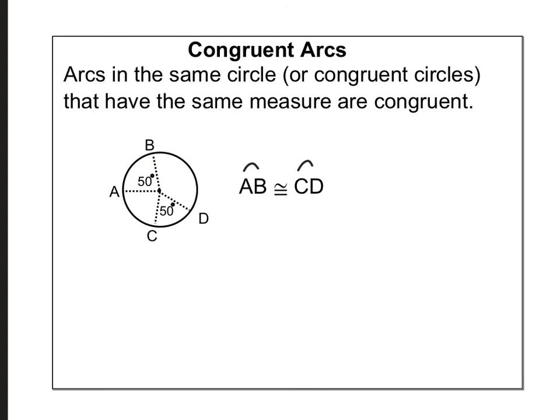Another theorem here is about congruent arcs. Arcs in the same circle or congruent circles that have the same measure are congruent. So for example, in this picture, since they are in the same circle, we look at arc AB and arc CD. They are both formed by 50 degree central angles, so each of these arcs is 50 degrees, so the arcs can be congruent to each other if they have the same measure, in the same circle or in congruent circles.